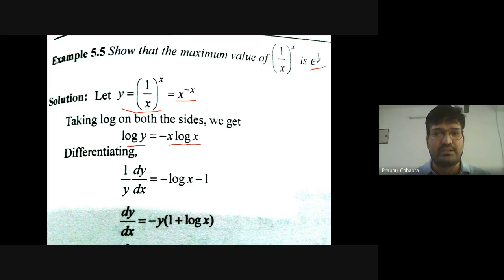Now differentiating both the sides with respect to x. So the differentiation of log y is 1 upon y dy by dx, and for minus x log x the differentiation, we will do it by the product rule: minus x as it is, the differentiation of log x is 1 upon x, that is minus 1, and log x as it is, minus x minus 1. So 1 upon y dy by dx is equal to minus log x minus 1. That is dy by dx is equal to minus y times of 1 plus log x. From the right hand side I took minus common and shifted this y to the other side. So we obtain dy by dx is equal to minus y times of 1 plus log x.